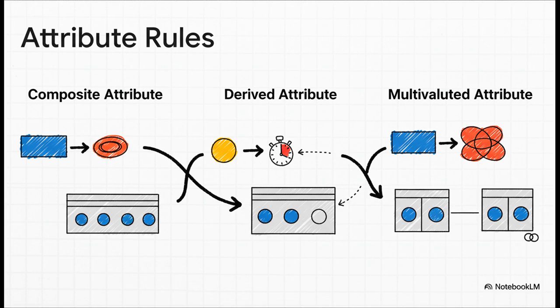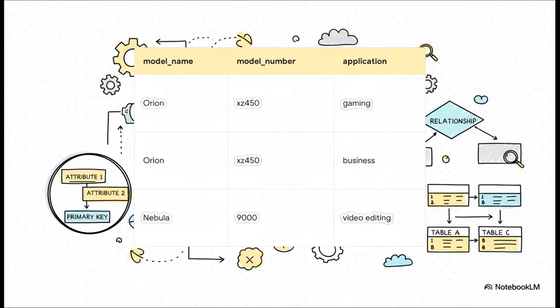Next, for derived attributes like someone's age, you don't store it at all. You just calculate it from their birth date whenever you need it. And finally, for multi-valued attributes like skills, you have to create a whole new table. And here is a perfect example of that.